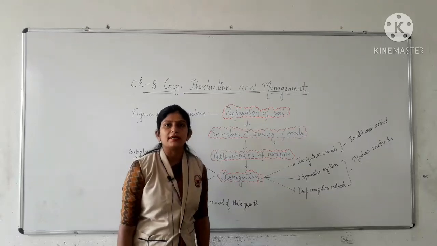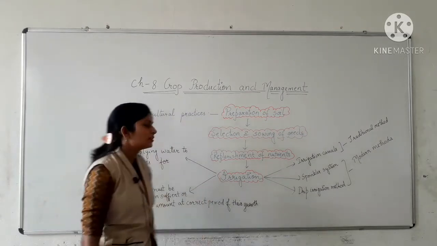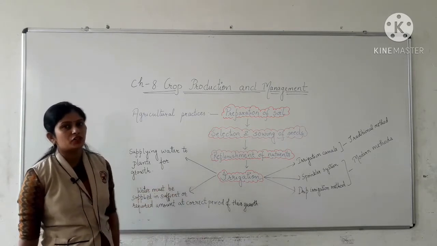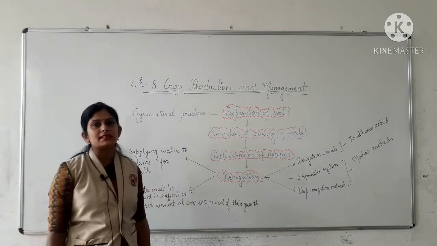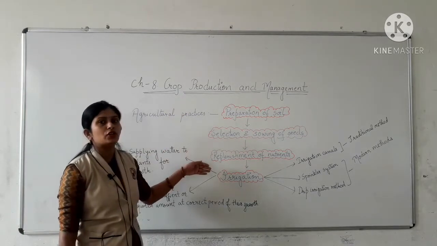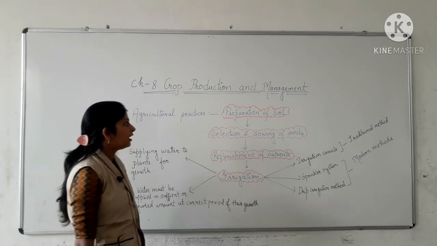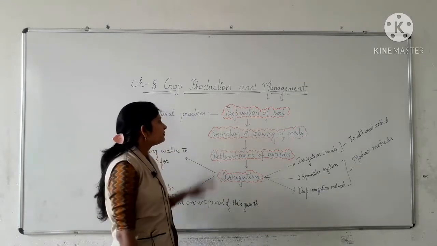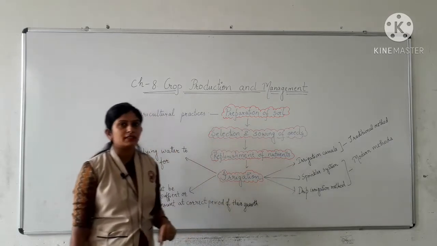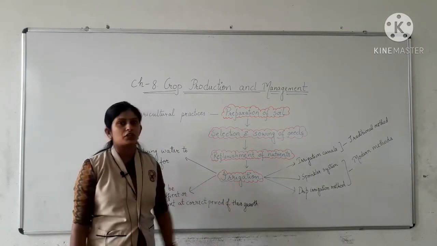Good morning students. Today we will discuss the fourth agricultural practice, that is irrigation. In our previous classes we discussed the first three agricultural practices, that are preparation of soil, selection and sowing of seeds, and replenishment of nutrients. Now irrigation.